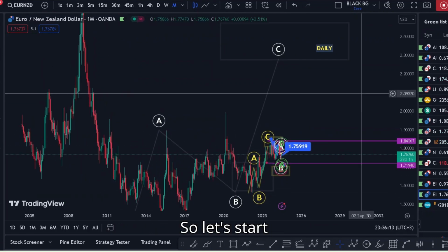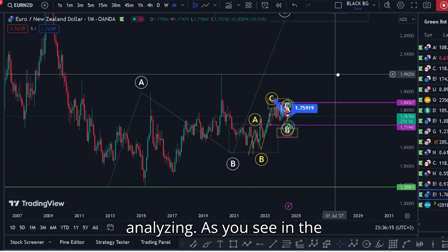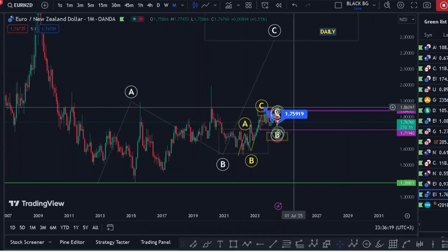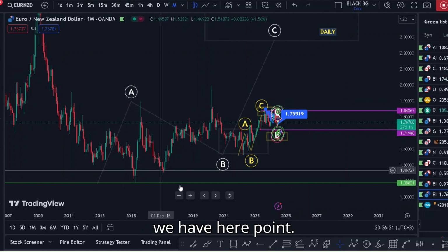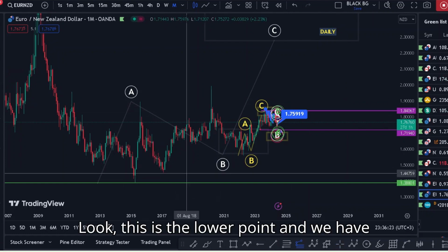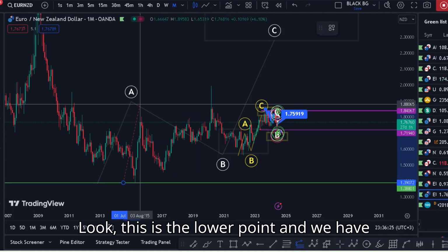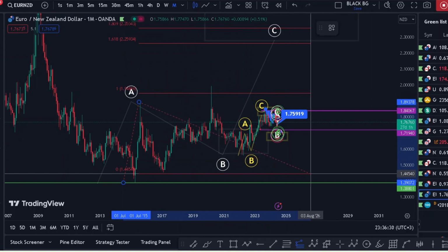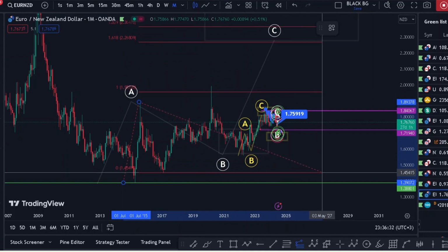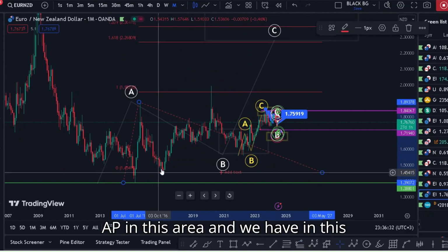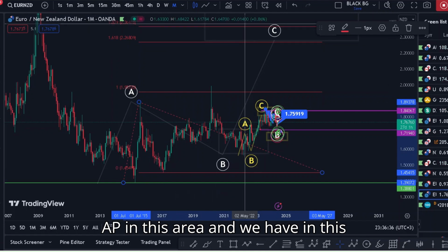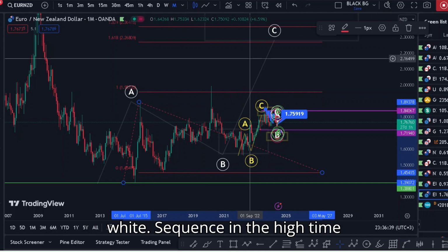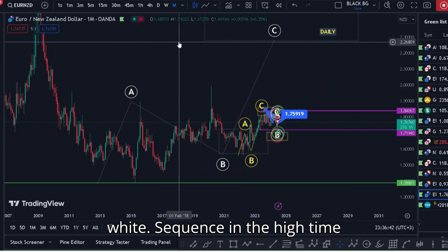So let's start analyzing. As you see in the white sequence already, we have here a point. Look, this is the low point and we have the A point, and we have here A, P in this area, and we have in this area the sequence. That's why I draw the white sequence in the high time frame.